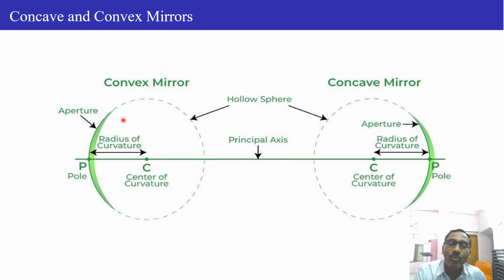What have you identified in these two mirrors? The outer curved surface is the reflecting surface, that is a convex mirror. So for a convex mirror, the center of curvature and focus are on the back side of the mirror. Got it? In case of a concave mirror, the focus and center of curvature are in front of the mirror.